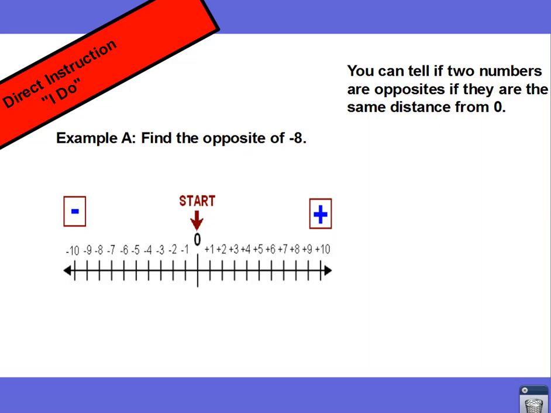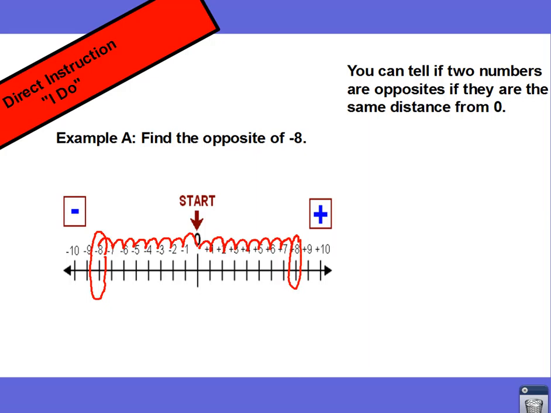Question: how do we find the opposite of -8? Well, if I look at this number line, I find -8. Well, that's 8 spaces, 1, 2, 3, 4, 5, 6, 7, 8, from 0. Well, +8 is also 8 spaces from 0. 1, 2, 3, 4, 5, 6, 7, 8. It sounds more complicated than it really is. A negative number 8 is the opposite of a positive number 8.